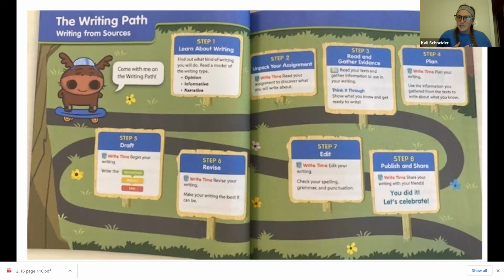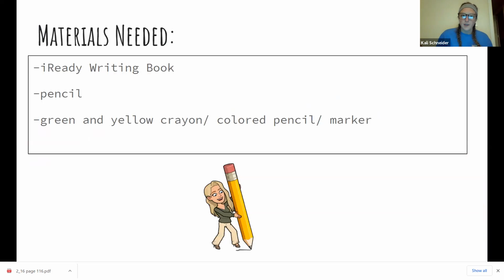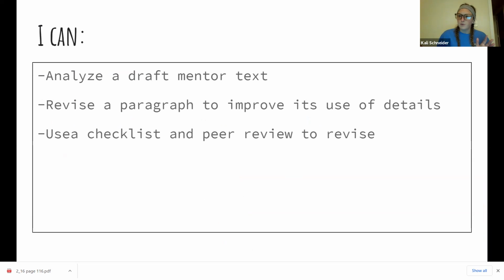And now we're going to take a look today at some mentor text, how to revise so we can revise our own writing. Please make sure you have your iReady writing book. If you don't have your book with you, that's okay. We can use some scratch paper, pencil, and then some sort of a crayon or something a different color to write on, okay?